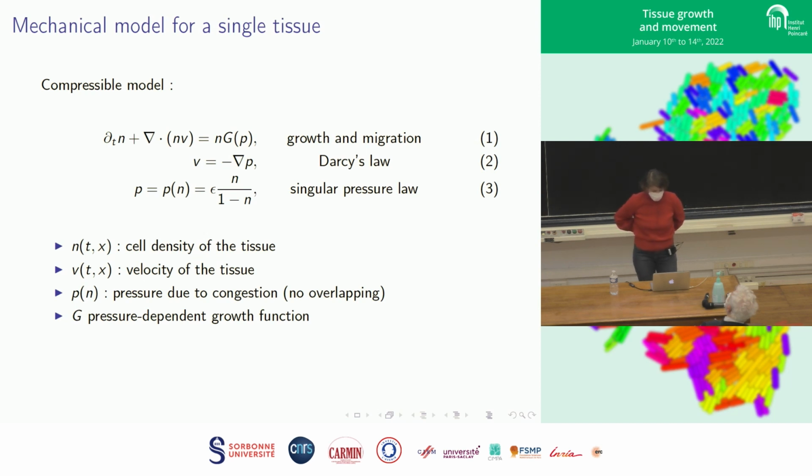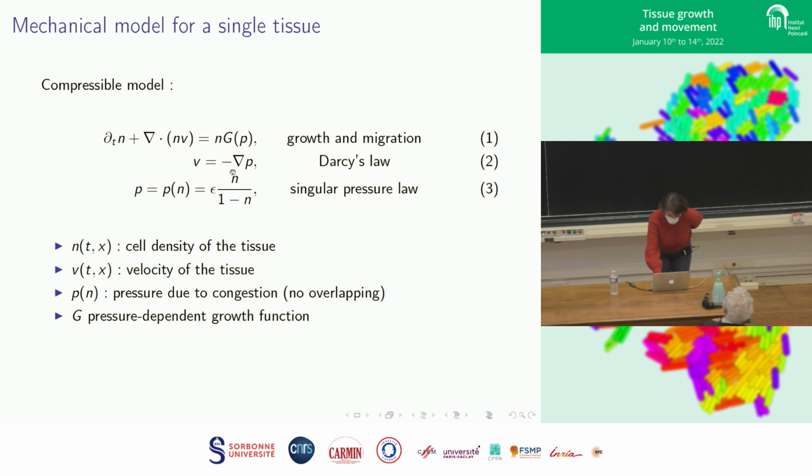And for the velocity, I take as a simple example for the moment what is called Darcy's law. So P here will be the pressure inside the tissue. And when I say that V is minus gradient P, it's a simple way to express the fact that we assume that the cells will go from places of high pressure to places where the pressure is lower. Okay.